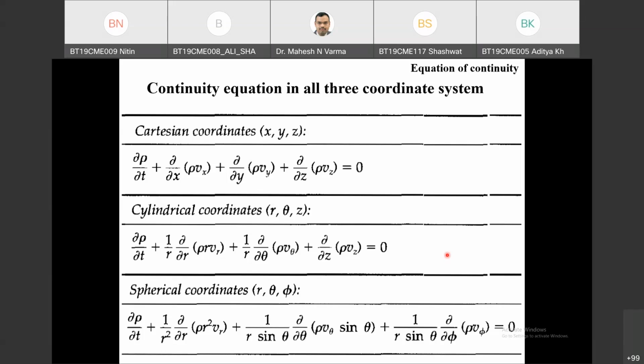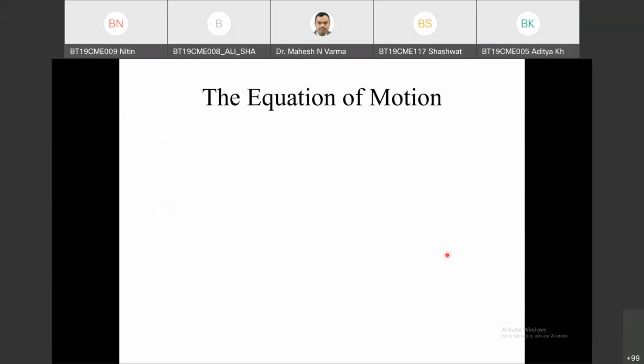Anybody has any confusion or doubt over this equation of continuity? Okay, then thank you. We'll start the equation of motion in the next class. So we'll start this discussion in the next class, the equation of motion.